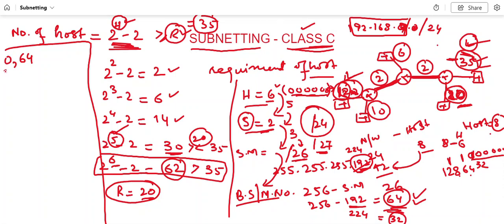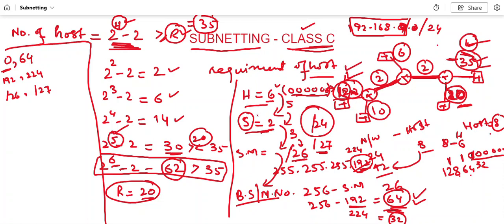For this network the subnet mask is 192, or when we are writing in CIDR, /26, and for this it is /27. Got it? Similarly we will calculate the next network value.